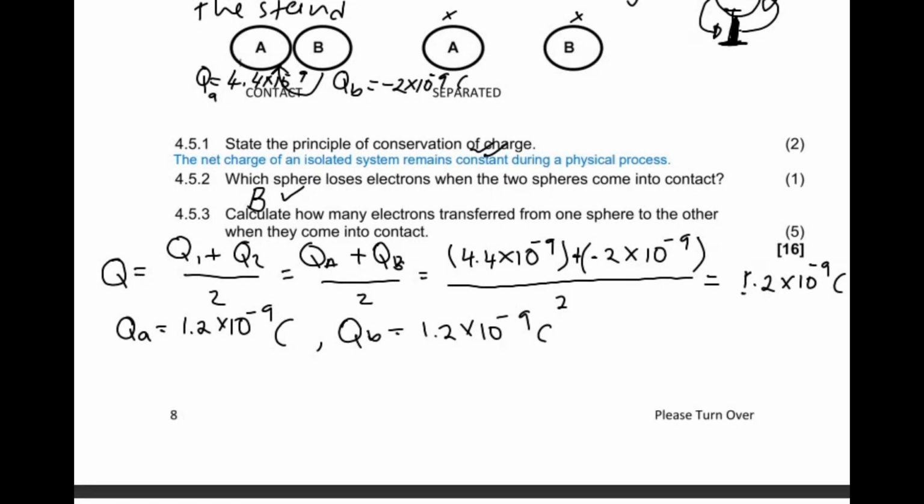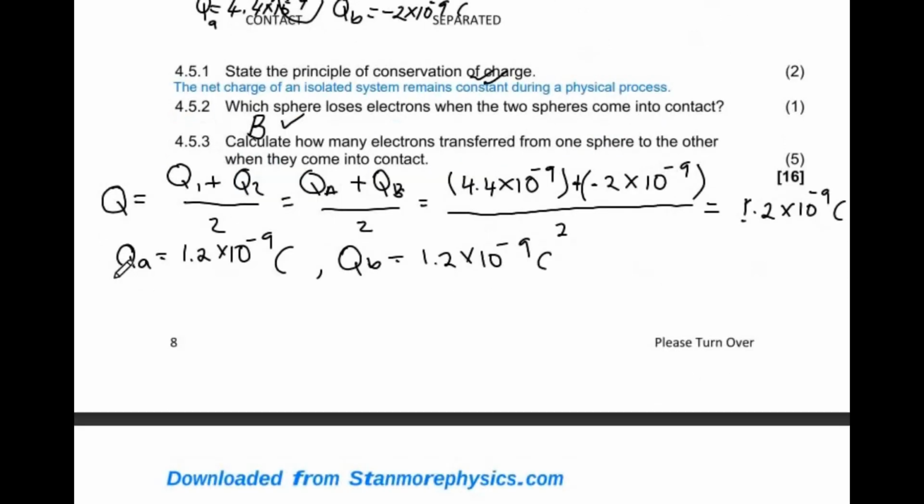But we are not asked to calculate the charge after touching. We are asked to calculate the number of electrons that are transferred from one sphere to the other. And to do that, we need to find the change in Q. That change in Q is going to tell us the amount of charge that is transferred. So we'll say, okay, QF, I'm not sure if this is available at the back of your question paper, minus QI. So we'll take whatever sphere we want.